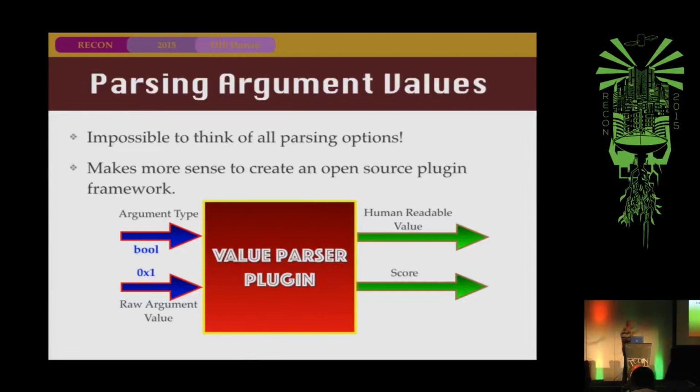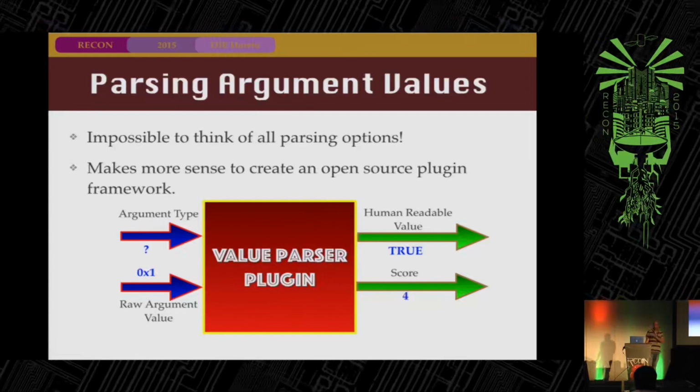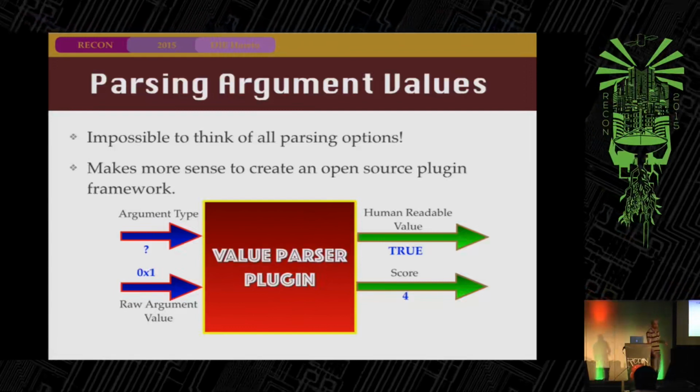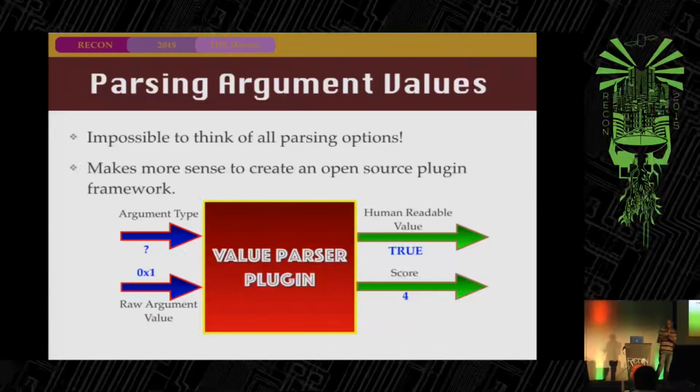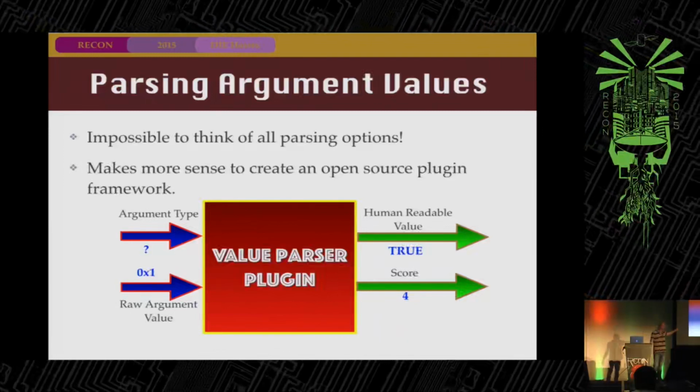If, for example, we have a Boolean value, IDA tells us this is a Boolean value, and the raw value is 1, then we just output true and 10, because we are sure that this is a Boolean value because IDA knows so. But if IDA doesn't know the type, if it's guessed, then we can still say, hey, this is 1. So if it was a Boolean value, the value will be true. However, I'm guessing, so the score is a bit lower. And you can set the scores however you like. It depends on your logic. So that's basically value parsers.